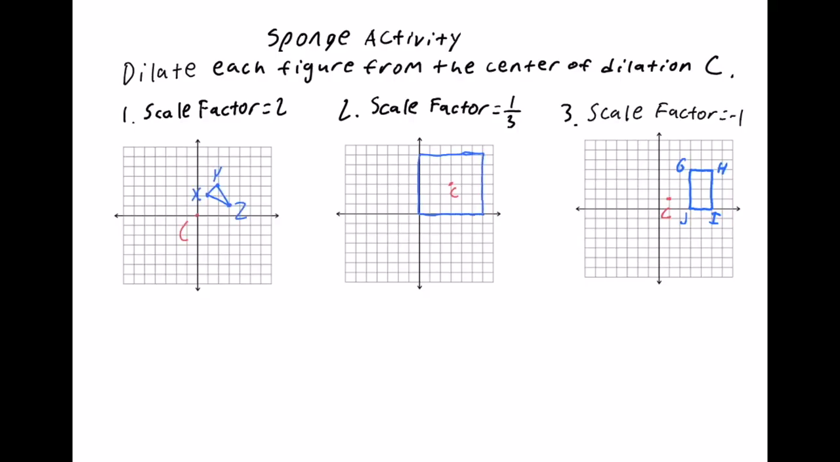Alright, now time for the sponge. So I want you to dilate each figure from the center of dilation C. So in number 1, here's the center of dilation C. Here's the scale factor. Use both those things to dilate this figure. Same thing for number 2, center C, and scale factor is 1/3. And center C, scale factor is -1.